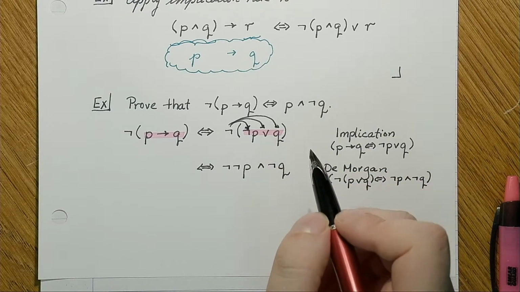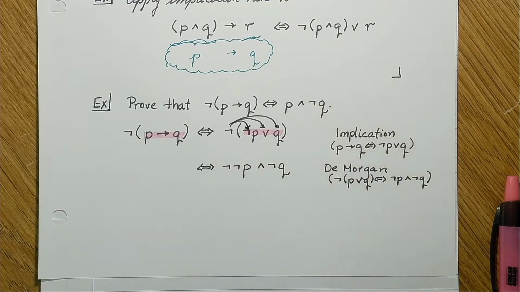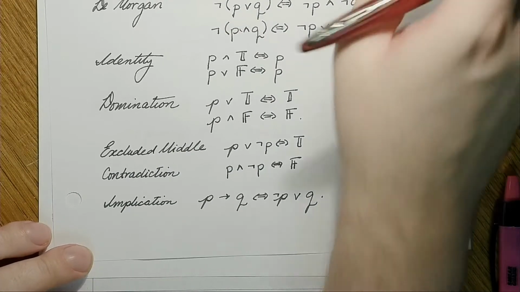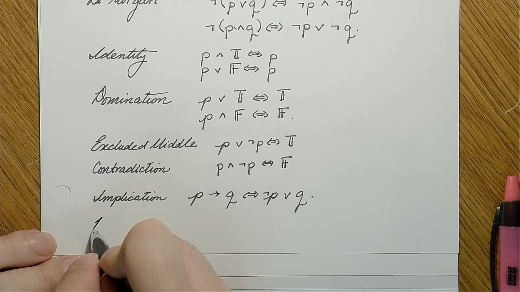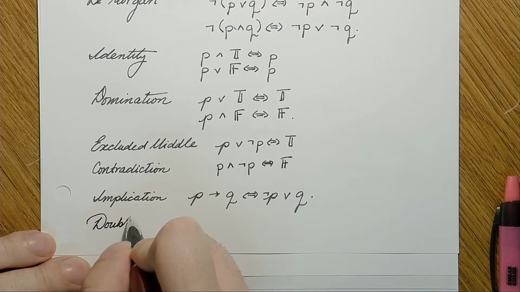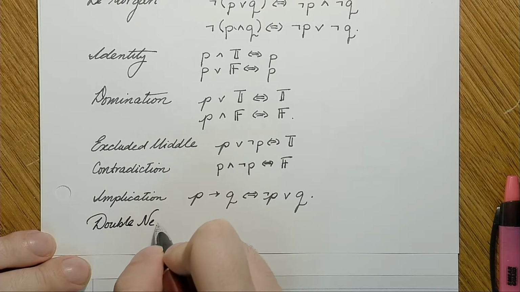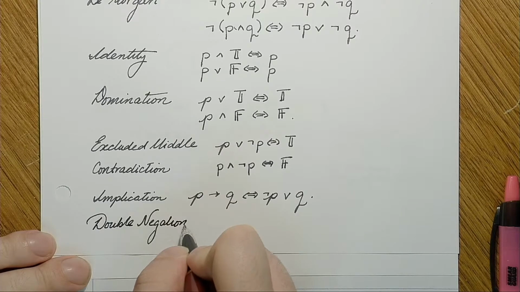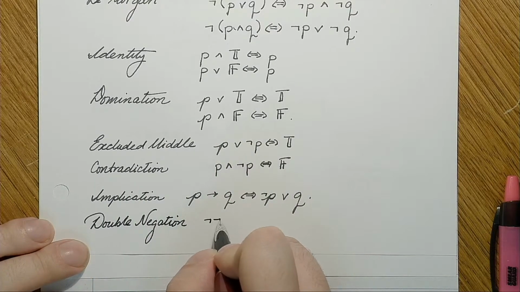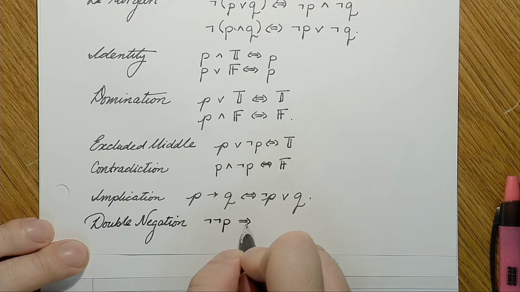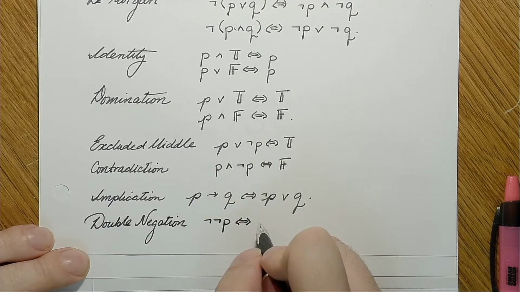And now we're kind of stuck because I have one more rule that I need to add to this list here, which is also quite useful. And that is what we call the double negation. In this case, that's where two negatives, so a double negative, is just the original proposition P.